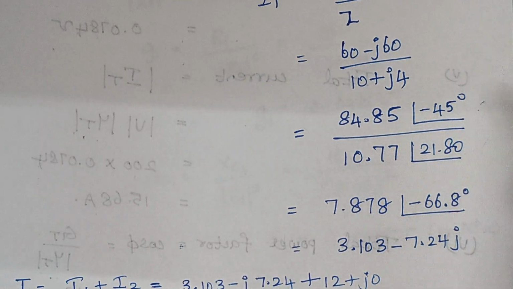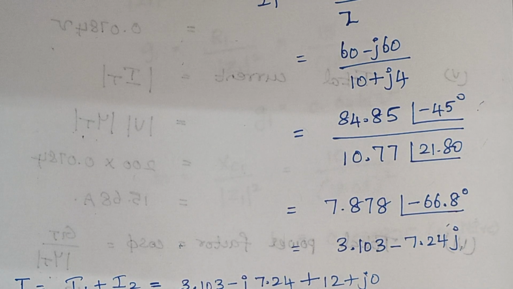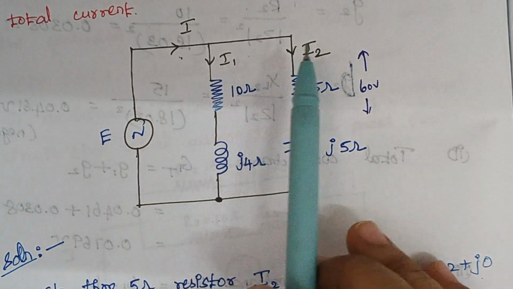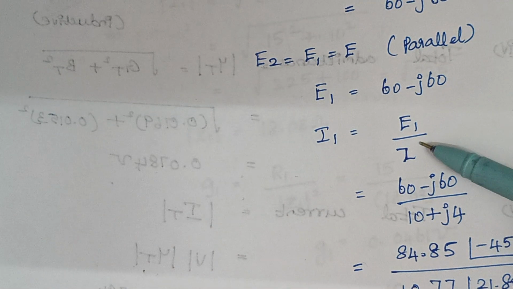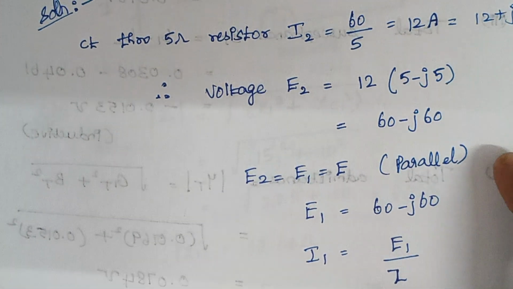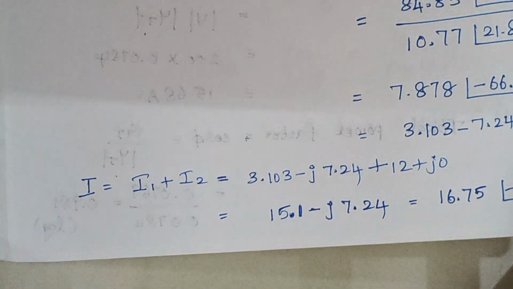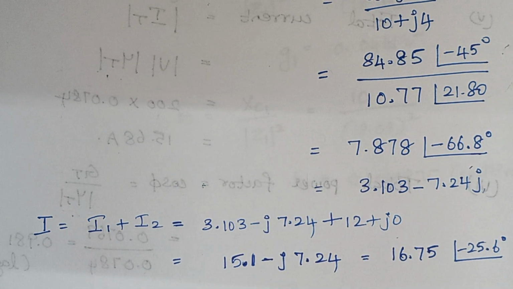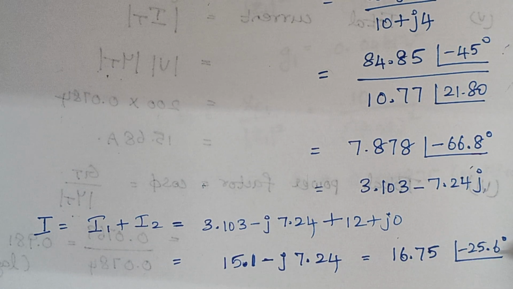Now again we are converting this current I1 into rectangular form here. We are asked to find the total current. So what is the total current? From this diagram, the total current is nothing but I1 plus I2, which is I, right? We know the value of I1, and already we have calculated the value of I2. So we just have to add those two things. This is your I1 and this is your I2, so just substitute it here and add. And finally the answer is 16.75 with an angle of minus 25.6 degree, amps.